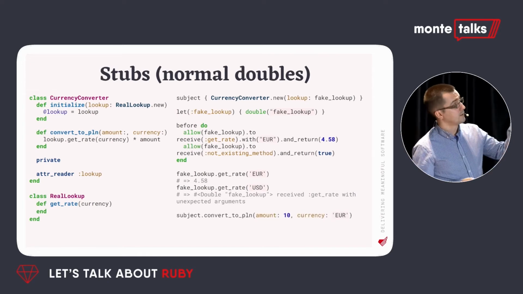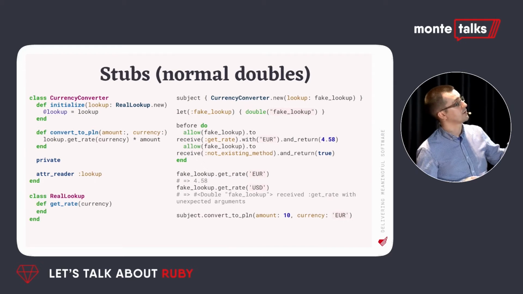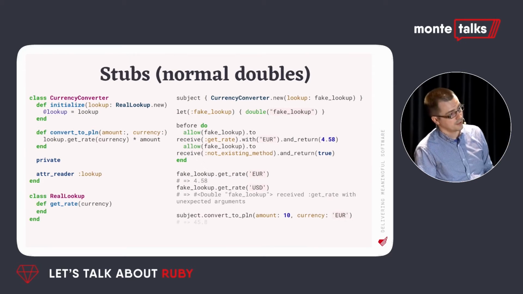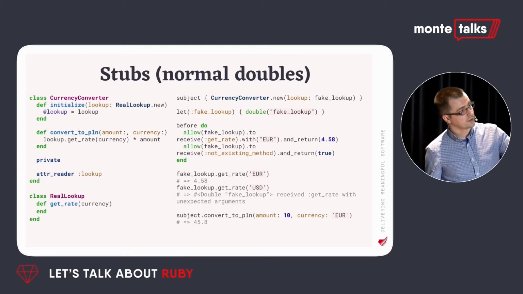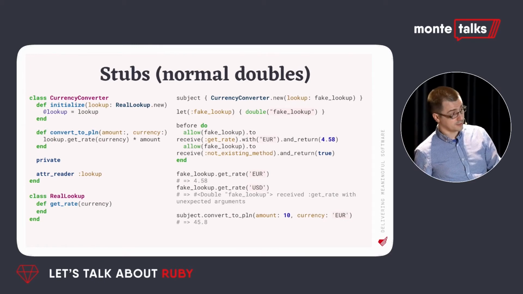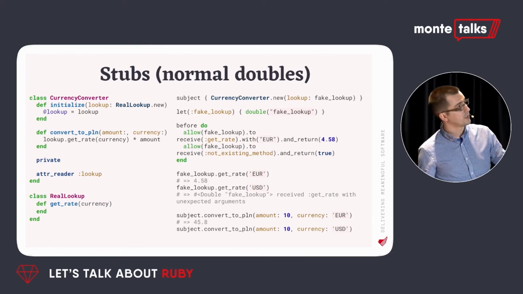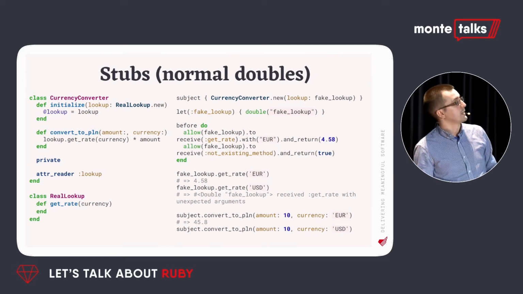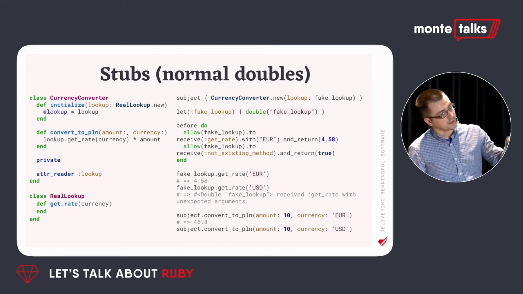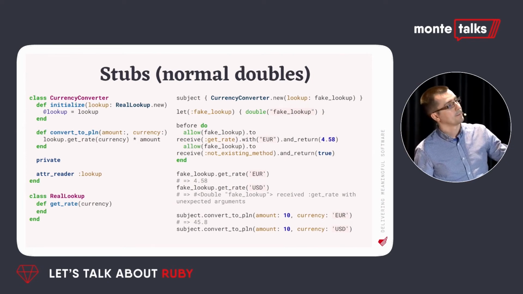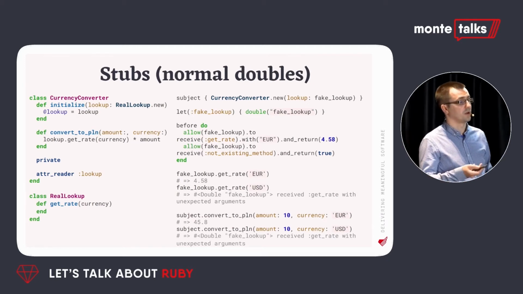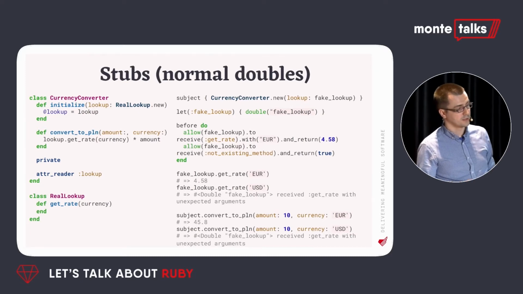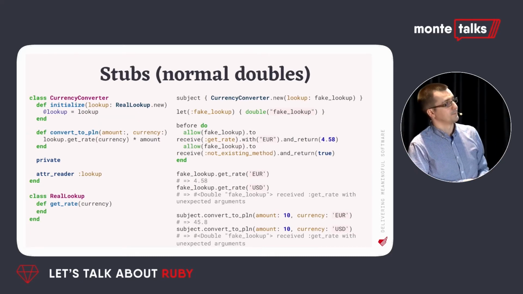And finally, thanks to that, we can test the public method of currency converter, which is called convert to PLN. For this invocation, we'll get 45.8. This is just the rate multiplied by amount, right, as we expected. But if somewhere in the test we invoke the convert to PLN method with a different currency, which is not defined on the double object here, we basically will get the error here, right? So the test failed shortly.